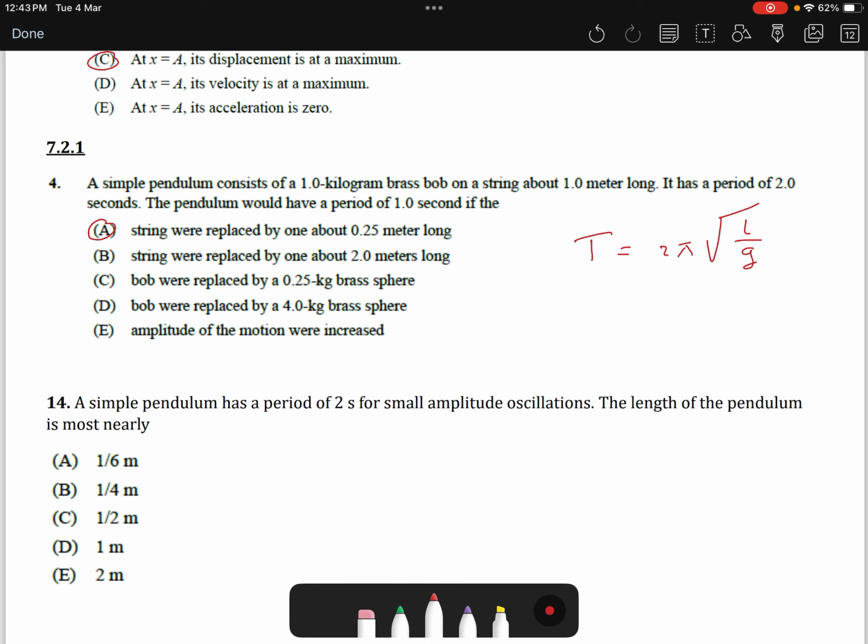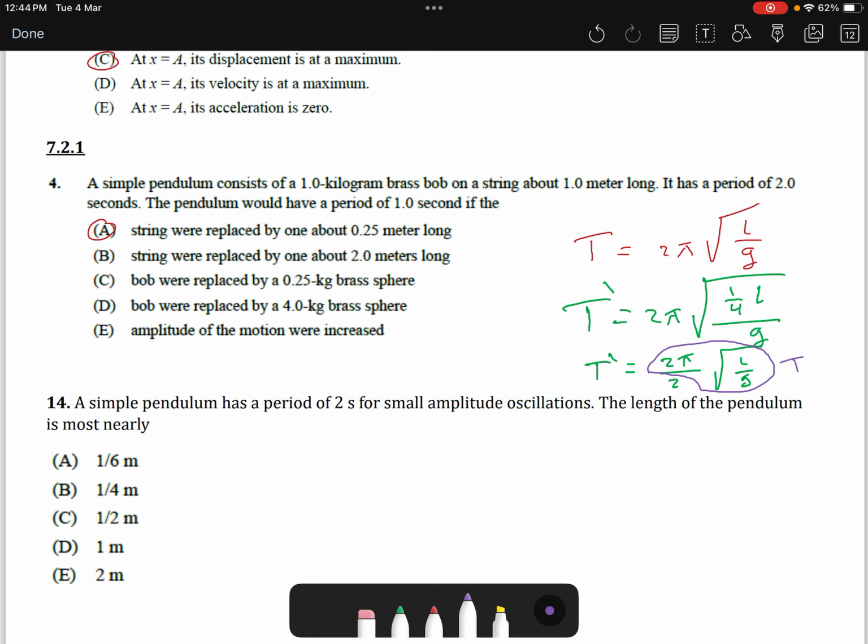Let's look at it again. T equals 2π radical L over g. Now T prime equals 2π radical (L/4) over g, which is 2π over 2 radical L over g. This is T, the period. So the new period is half the old one, which is 1 second.